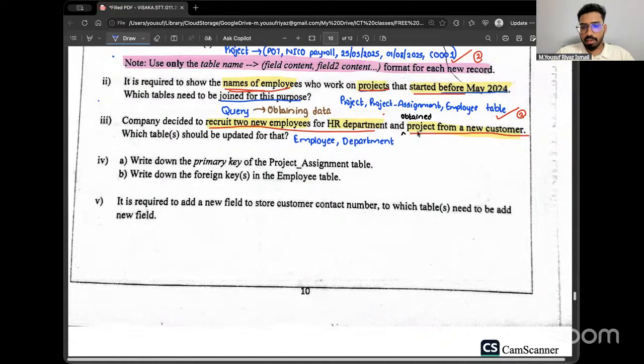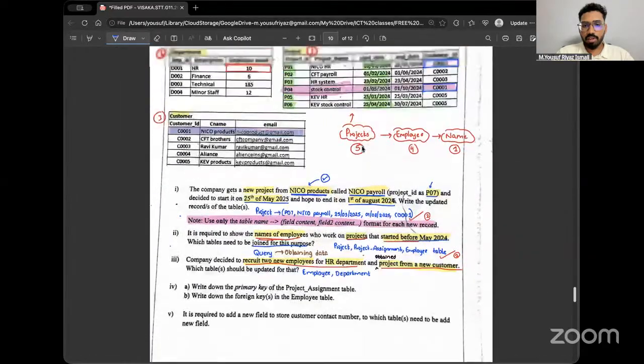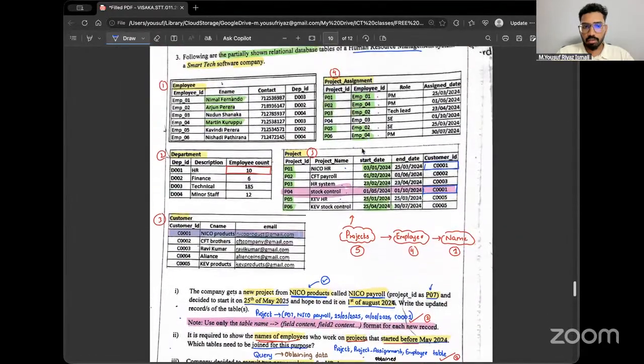Now they have said, we have obtained a new project from a new customer. So to show that we have got a new project from a new customer, what table should we update? Again, you can tell me the table numbers. I'll give you a hint again. There are 2 tables that have to get updated.